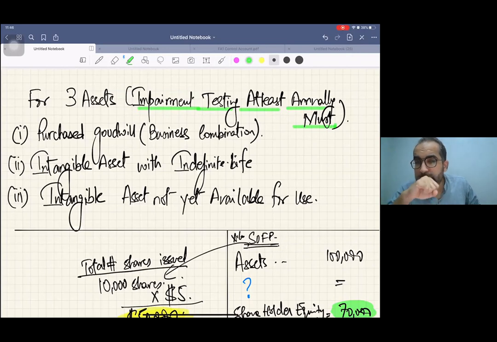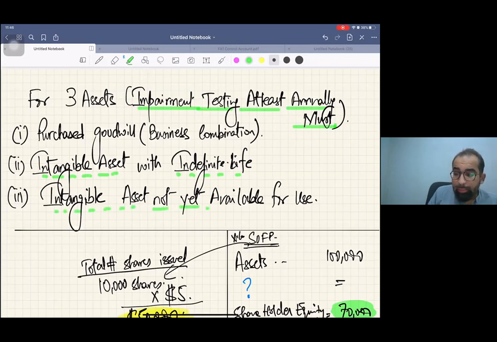This you studied in your basic studies as well. Number one is purchased goodwill in a business combination. You remember the consolidation when the parent company acquires the running business of a subsidiary. So the parent company used to pay goodwill. In that case, you need to do impairment testing at least annually for that goodwill. Number two, intangible asset with indefinite life. Again, you have to do impairment testing at least annually. And the third thing is intangible asset not yet available for use.